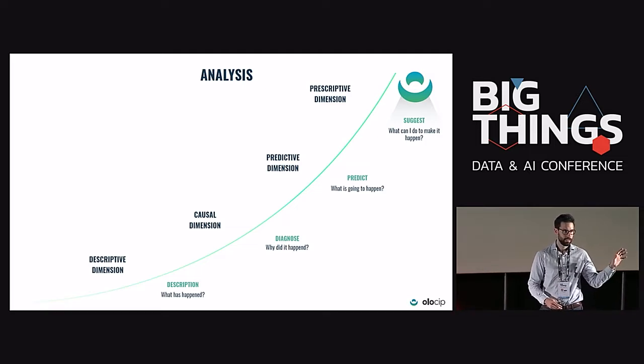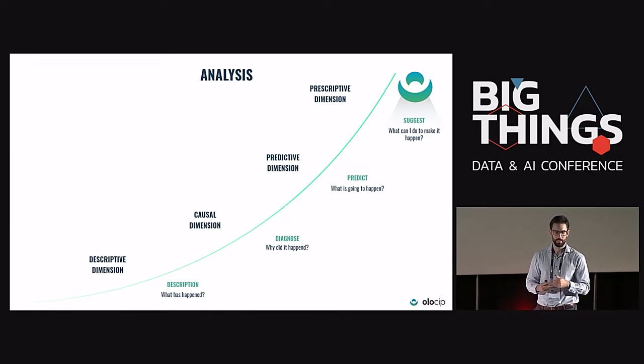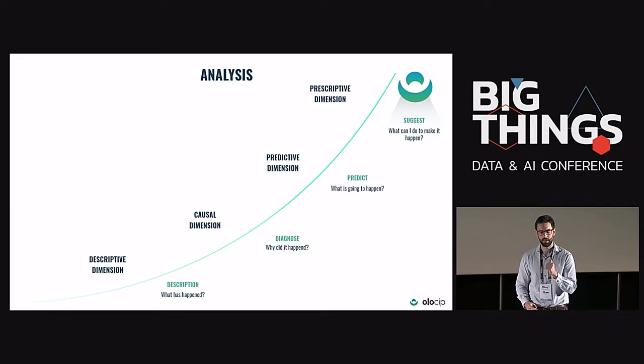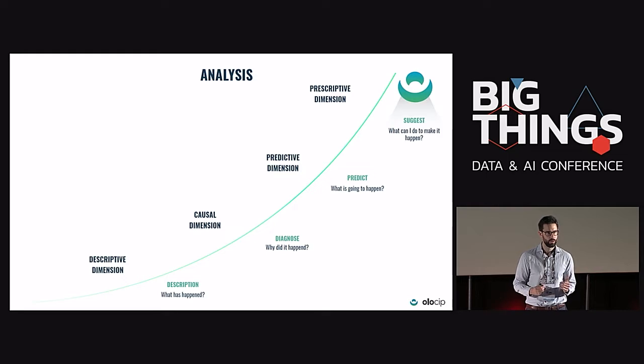So nowadays, most sport management platforms focus on generating a descriptive analysis of the data, which allows you to answer the question, what has happened in the past? We take advantage of artificial intelligence to reach the predictive and prescriptive dimensions, which allows us to answer questions such as, what is going to happen in the future, and what can we do to make our objectives happen?